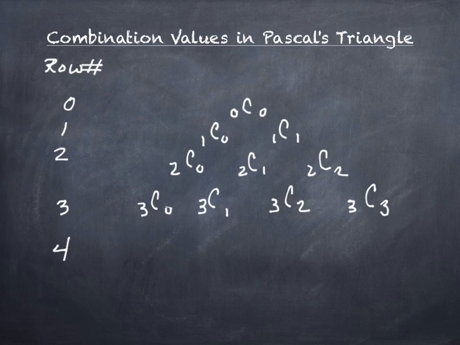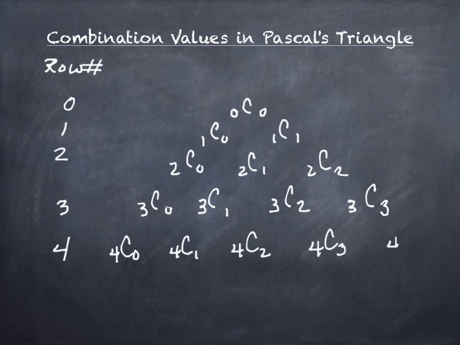Okay, row 4 is going to start with 4C0. And then directly underneath the 2C0 should be 4C1, and underneath the 2C1 should be 4C2, and then 4C3, and then 4C4.